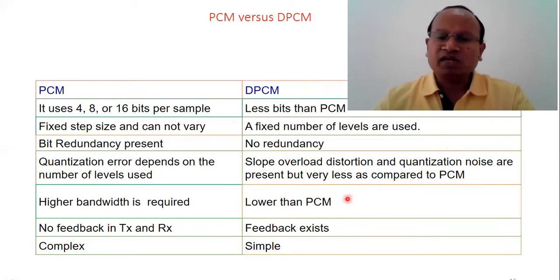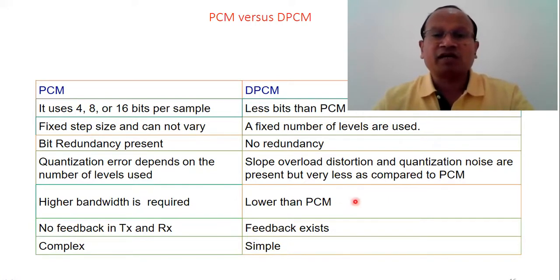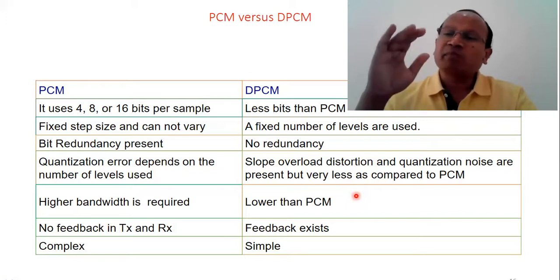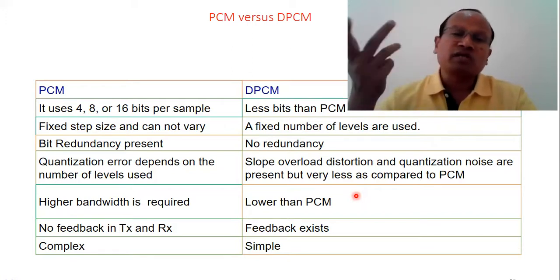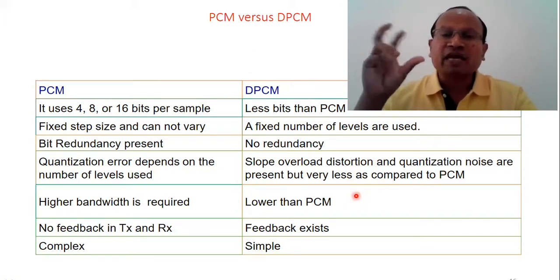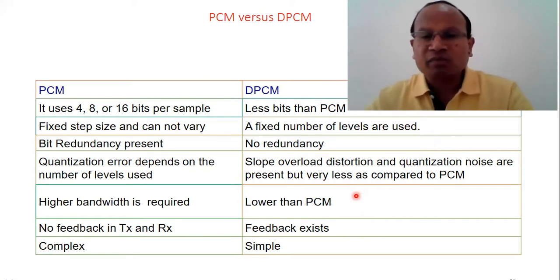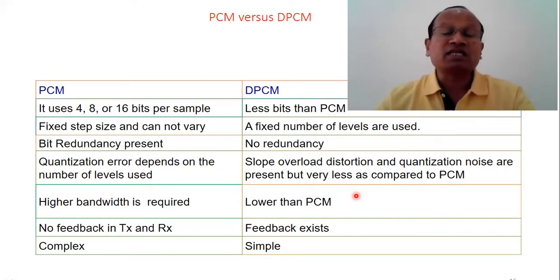In DPCM, there is lesser bandwidth, because in PCM, more and more bits are required for all the samples, whereas in DPCM, only difference samples are transmitted, and those difference samples have lesser amplitude, so they require a lesser number of bits. That would consequently give us the advantage of lesser bandwidth requirement.